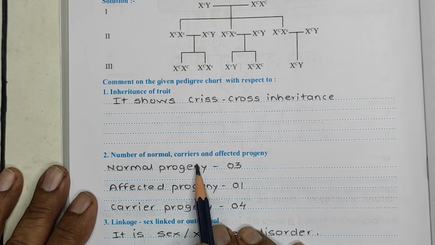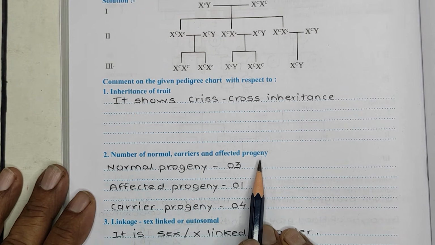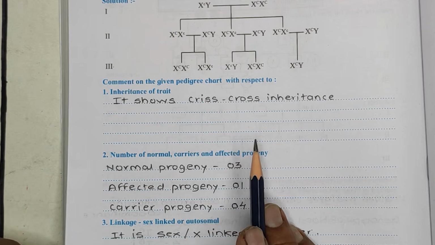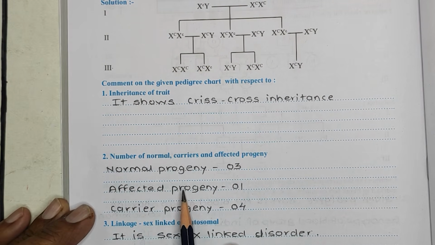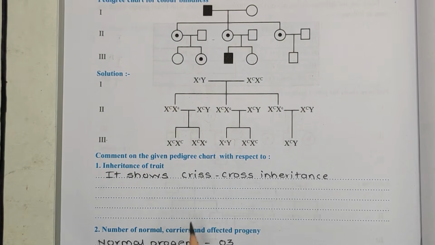Number of the normal, carrier and affected progeny. Here the carrier progenies are there, so that also we will mention here. How many normal progenies are there? Total progeny, we'll just check it here.